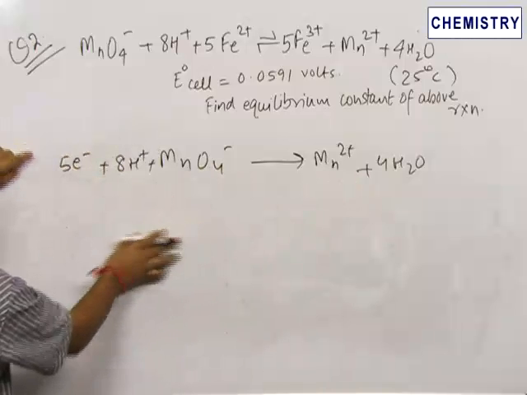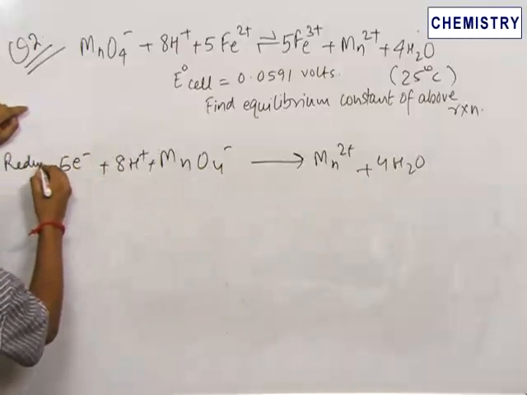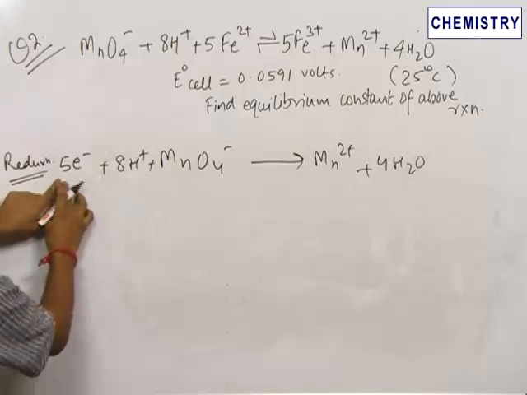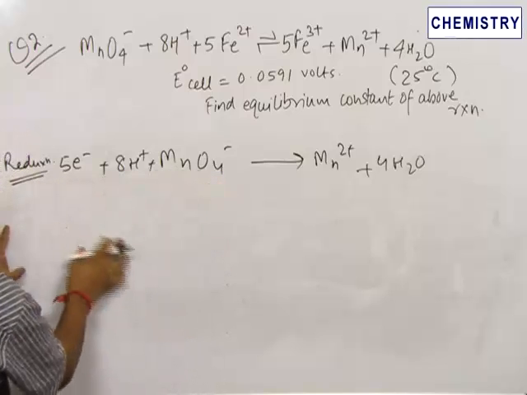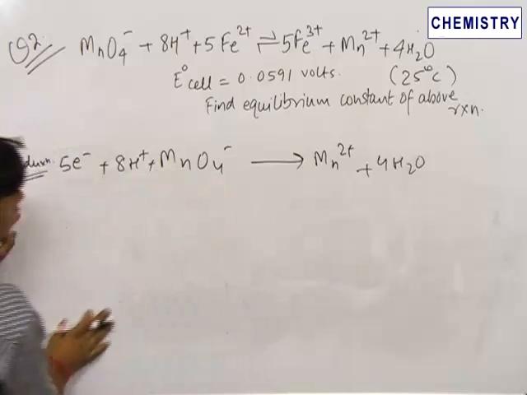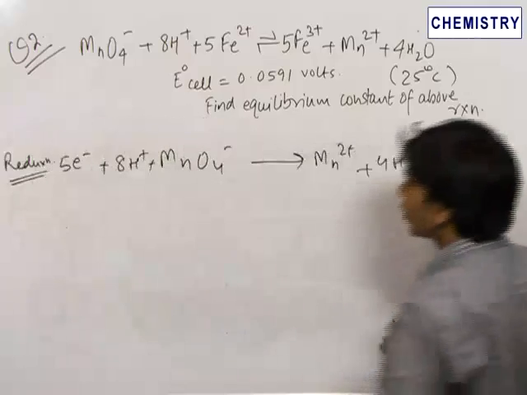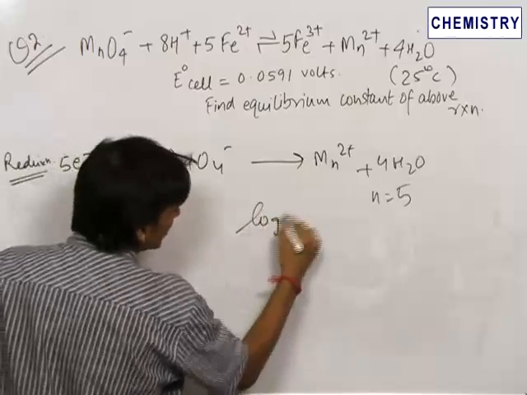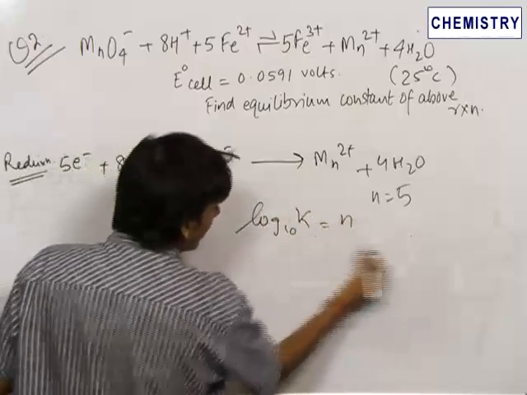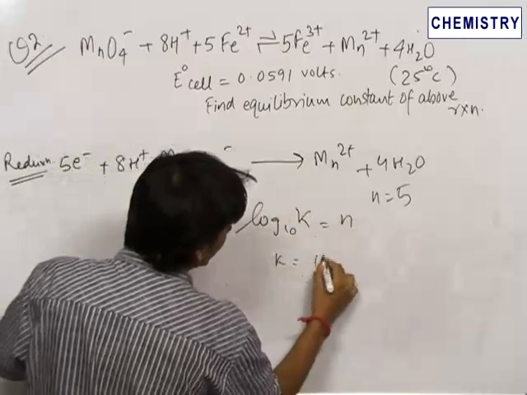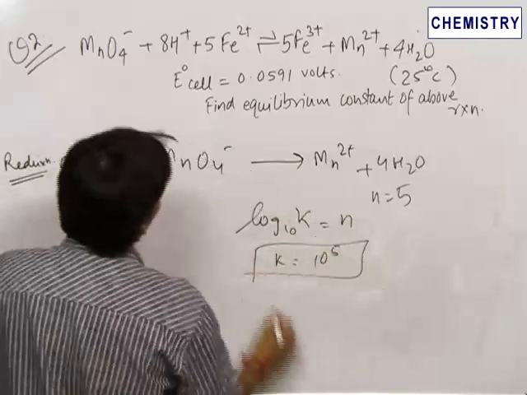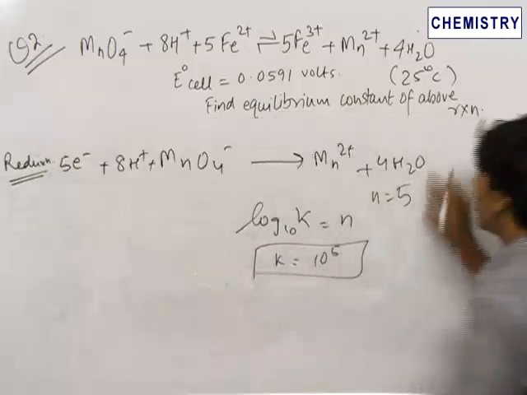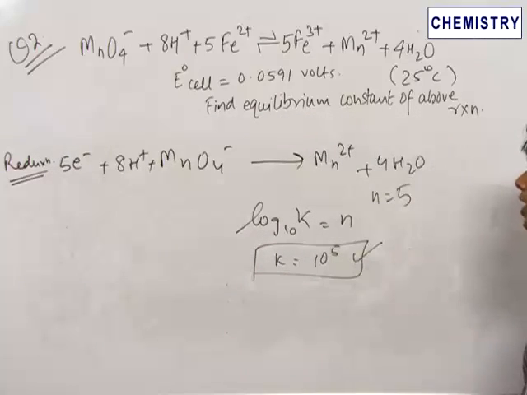Now since in this reduction equation 5 electrons are being accepted, in the oxidation reaction 5 electrons must be produced. So the number of electrons being exchanged is equal to 5. Now we know that log k base 10 came out to be equal to n. Therefore we can write k is equal to 10 raised to the power 5. So the final answer for the equilibrium constant of the above reaction comes out to be equal to 10 raised to the power 5.